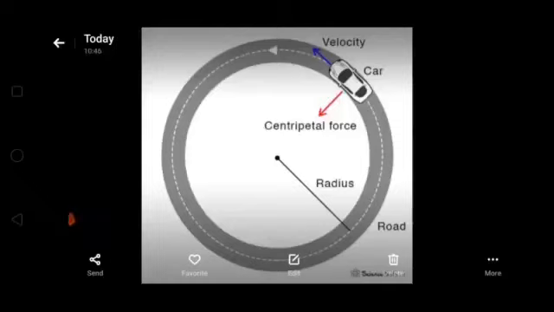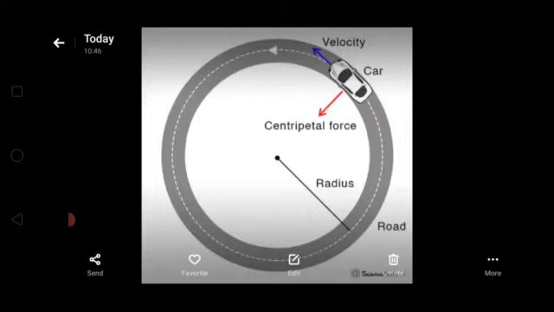So see this diagram. In this diagram, the car is moving in a circular track, not on a straight line. So in a circular path, the car is moving, the velocity is along the direction of motion, but the centripetal force is acting towards the center. So if vehicles travel on a circular track, what are the changes and how do the forces act, that is what we are going to see now.